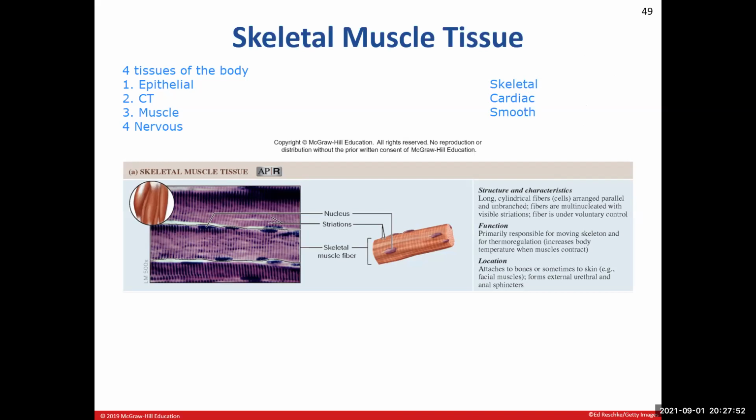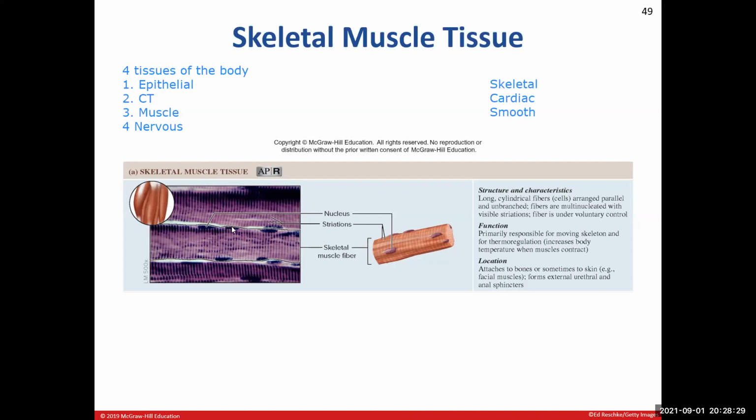So here's a picture of the skeletal muscle tissue. The cells are long and cylindrical, and in some cases one single cell can be as long as the muscle itself. Depending on how tall you are, some muscles could be up to a foot long, so a single cell can be as long as a foot. They're parallel to one another. They do not branch. They have striations, which means these stripes here.